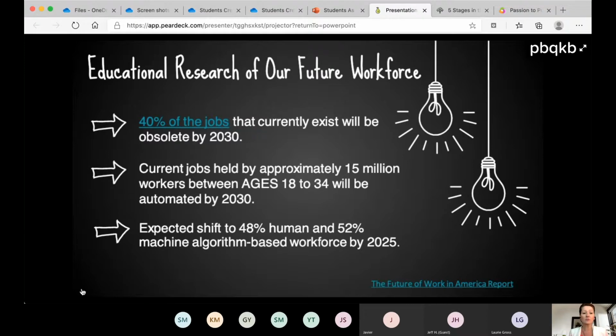But the other interesting statistic is that for our upper level Generation Z students, those ages 18 to 34, which includes the millennials, their jobs will also be automated by 2030. And that means 15 million workers are going to be in that group whose jobs are going to be automated.